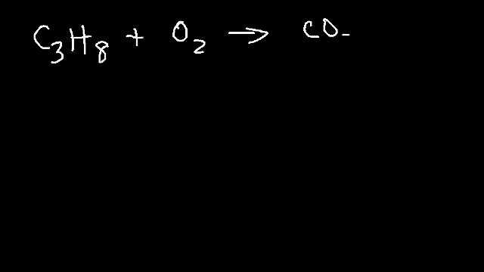In this video, we're going to focus on balancing chemical equations. So let's get right into it. Let's start with a combustion reaction. So here we have propane, C3H8, plus oxygen gas, and that's going to produce carbon dioxide and water.